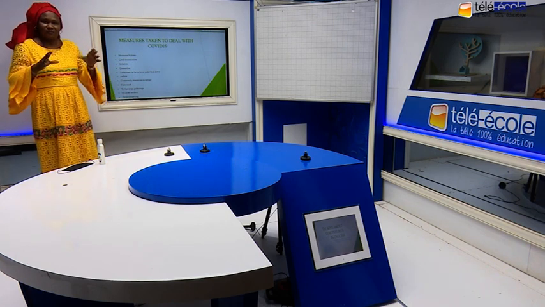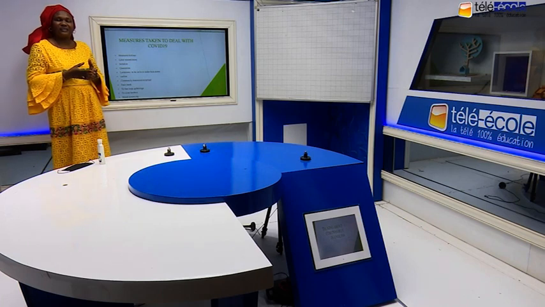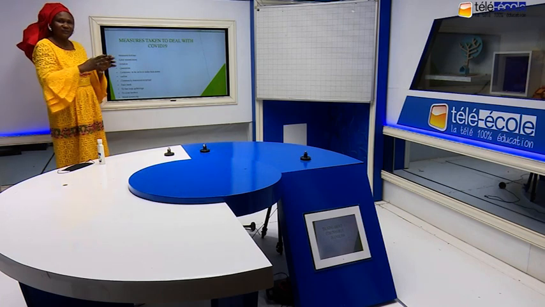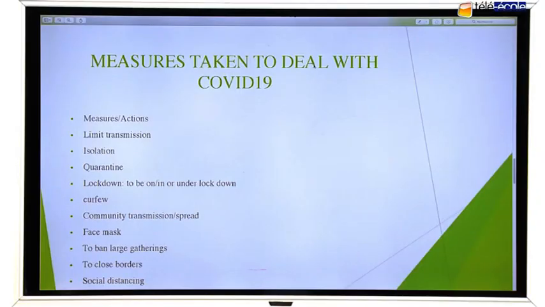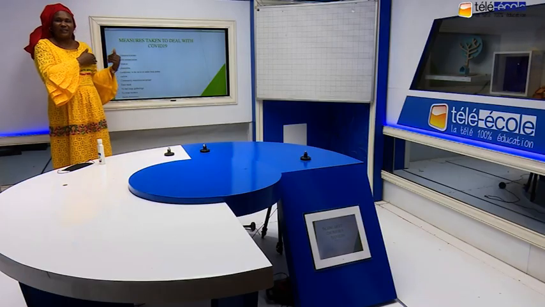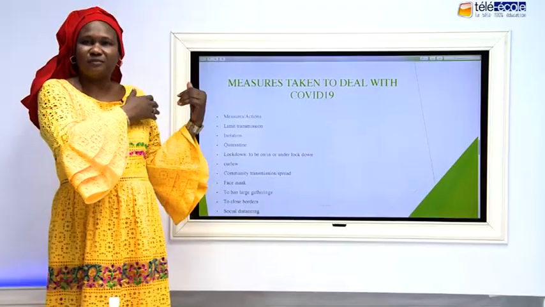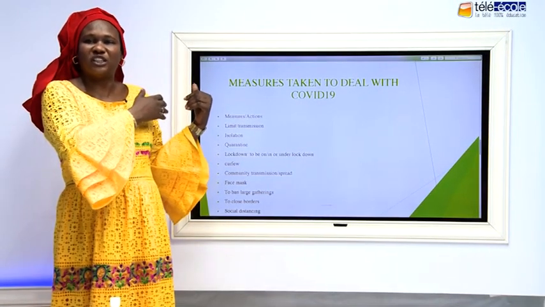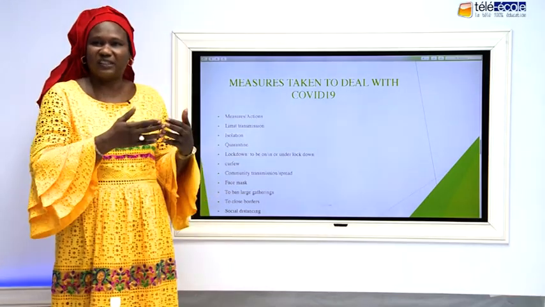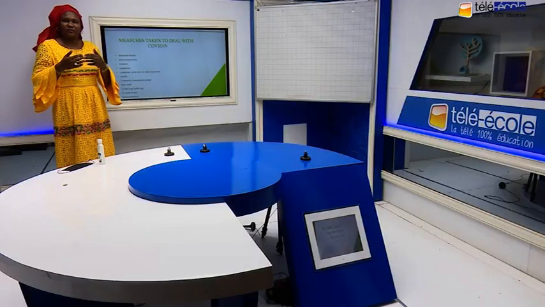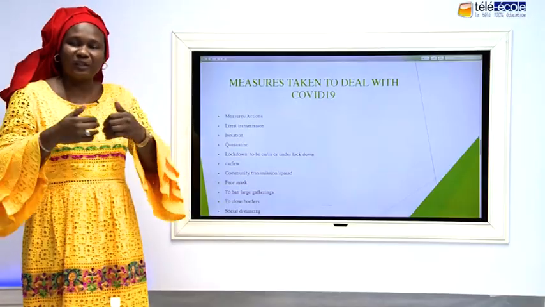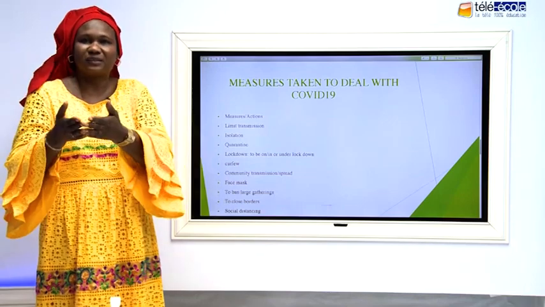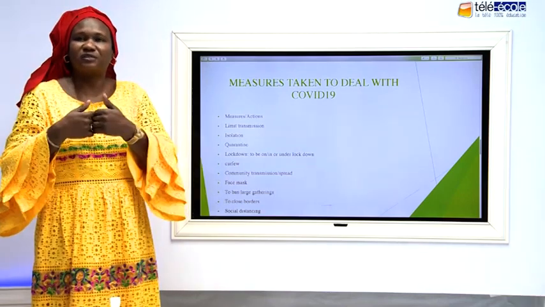So health officers try to limit the transmission. Isolation. When someone is ill, he is isolated. We've seen the word he or she tested positive. If you tested positive, you are isolated. It means that you are put in a place where you can't see people and people can't visit you.